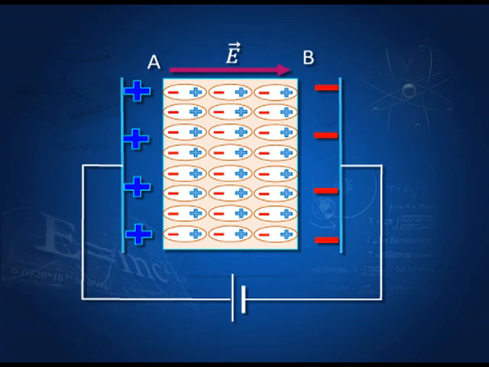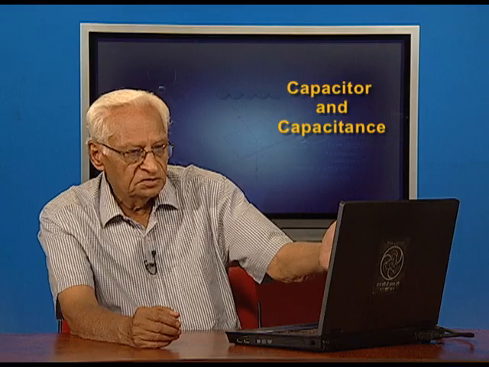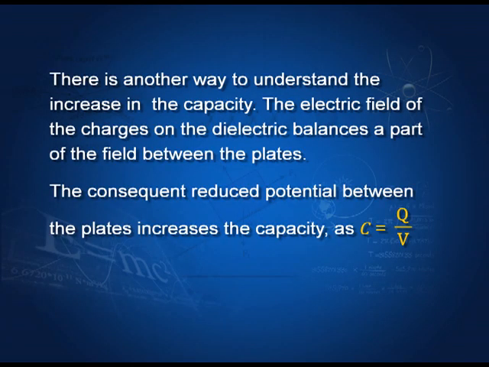So, therefore, the presence of a dielectric in between the two metal plates of the capacitor increases its capacity. You see, I have already told you this: the field due to the dielectric opposes this field, and therefore the potential difference is reduced and the capacity, Q by V, increases.